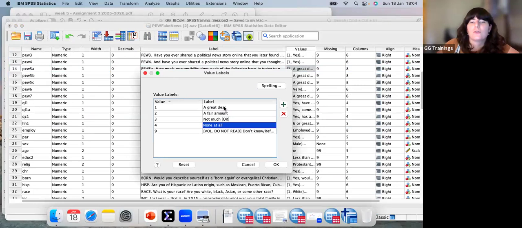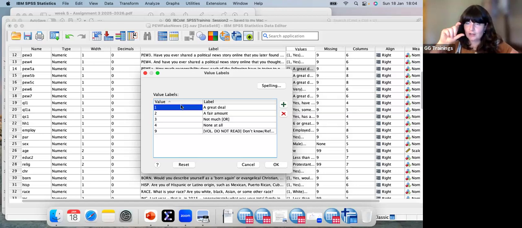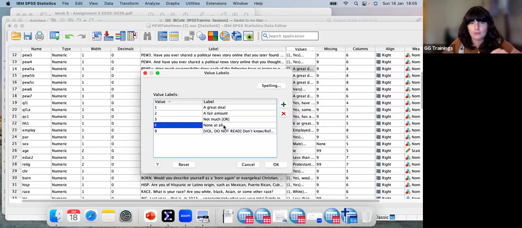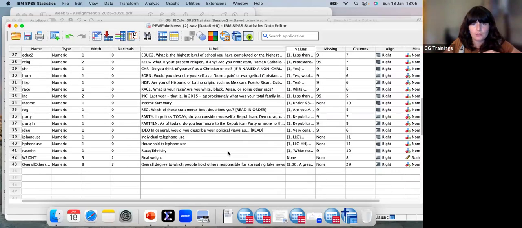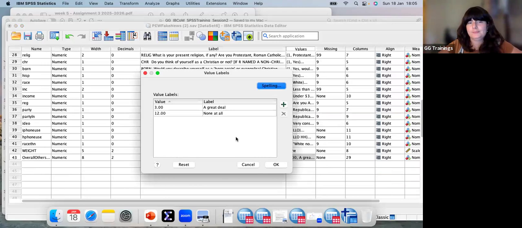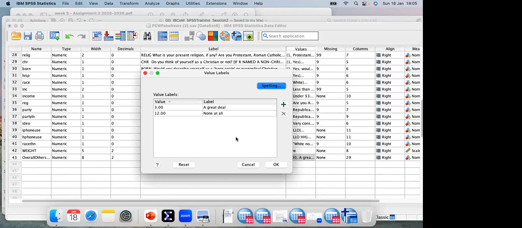So what happened when you added these three together is that for the first category, it was 1 + 1 + 1, which is 3, right? So when you label your new one, you're going to give it the value 3, and you're going to label it a great deal. And because they only want you to do the extreme values, you're going to do the same for 4. 4 + 4 + 4 is 12, and you would label that none at all. So it should look like this. Okay, makes sense. Thank you.